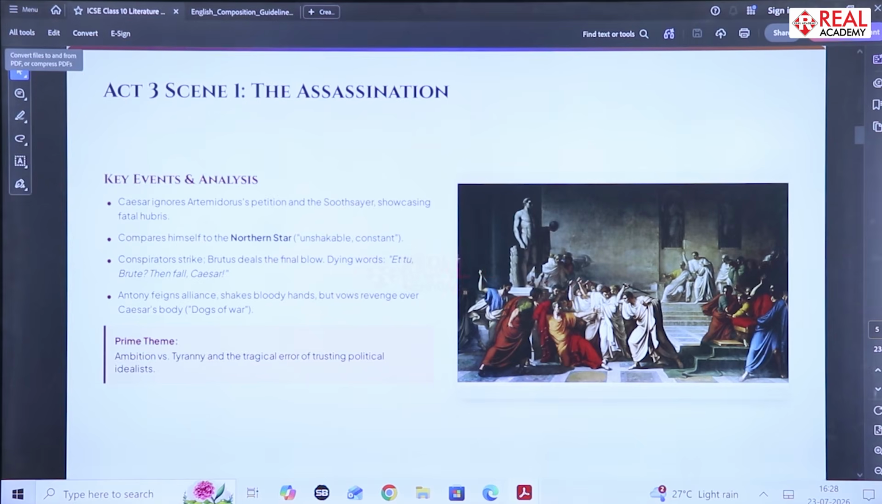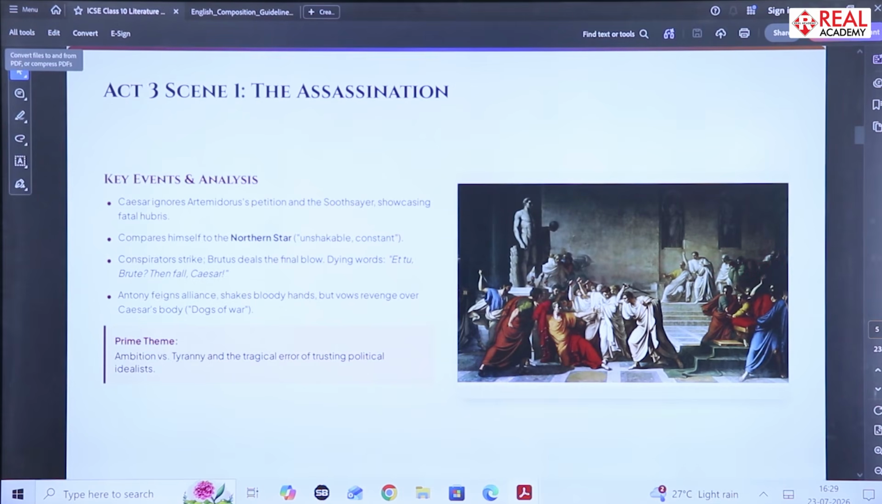Now, the soothsayer, as referred to in the previous act, had warned Julius Caesar regarding the Ides of March. On the day of the feast of Lupercal, Caesar ignored the predictions or prophecy of the soothsayer at that point of time, calling him a dreamer.